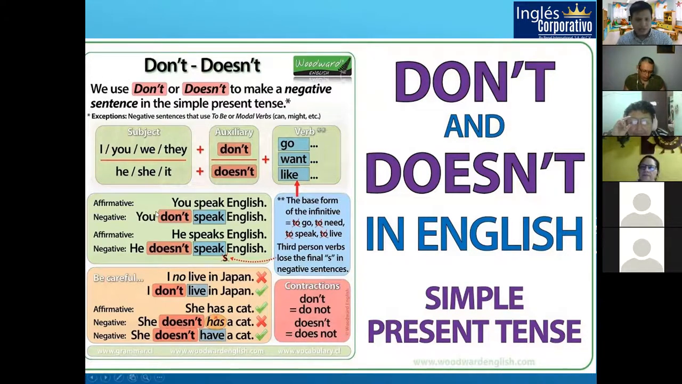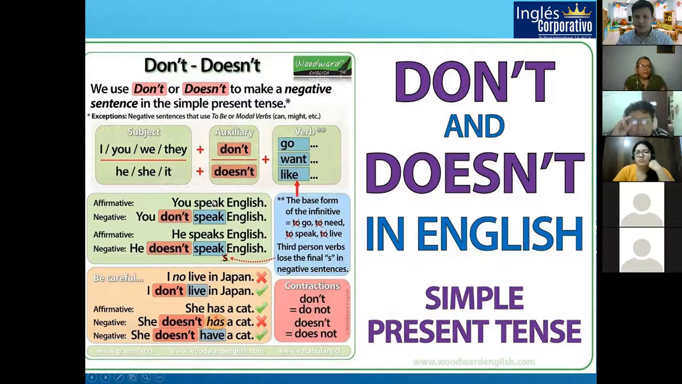Okay, for example, this example with all of you guys. Do you speak English? This one is an affirmative, or positive. Tú hablas inglés. Es una oración simple, positiva. ¿Tenemos verbo to be acá? No. No hay verbo to be. Solo está un verbo que es speak. Y no es verbo to be.